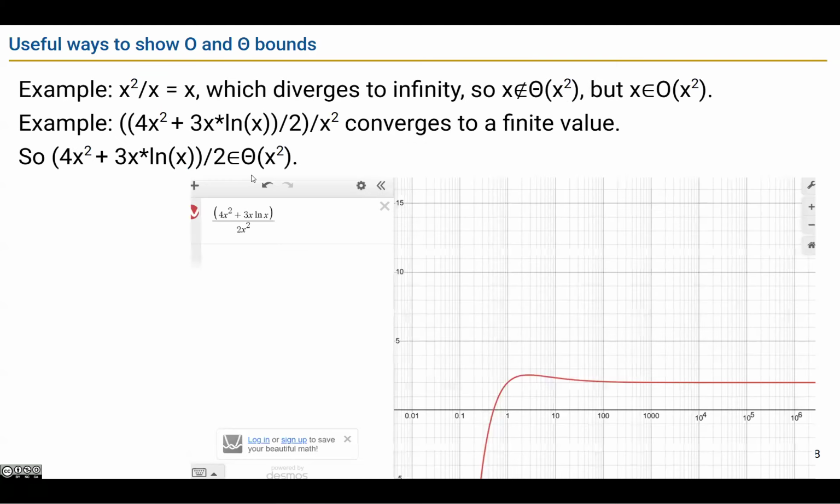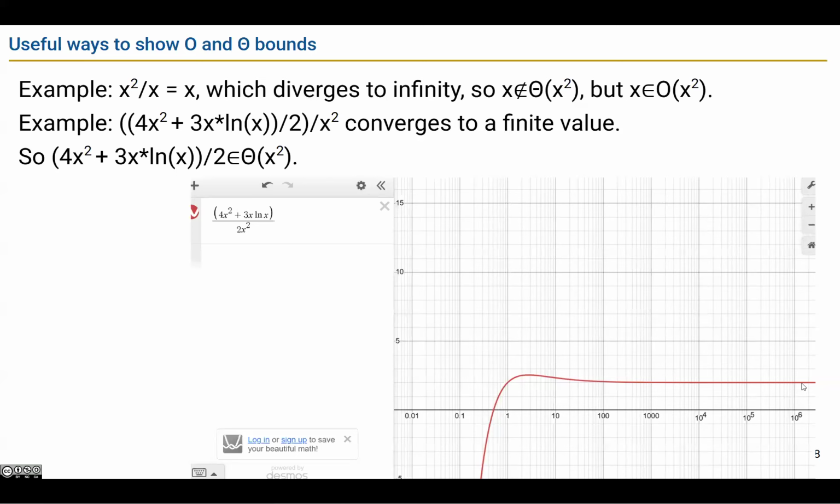As kind of an example, remember that function from earlier, 4x squared plus 3x ln x over 2, divided by x squared? As it turns out, if you divide that by x squared, then you get this graph that always stays really close to 2. Eventually, no matter how far you go, it'll get closer and closer to 2 as you go along. You can do some really difficult math proofs to show that, but in effect, it ends up getting closer and closer to 2. So we say that it is theta bounded because the function stays bounded eventually.